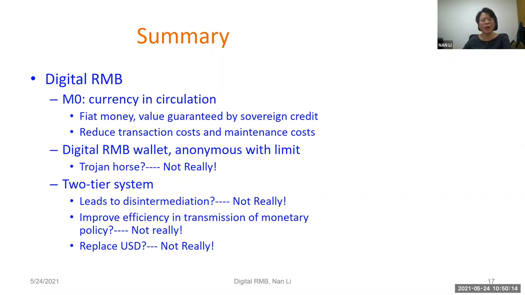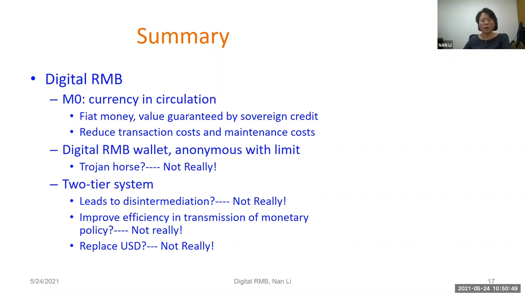Okay. And on the other hand, we do have this anonymity, to ensure true anonymity for the transactions through this double offline technology. And the last important feature is that the digital RMB will be implemented through a two-tier system, through the commercial banking system. And this means that this will not lead to disintermediation for the commercial banks. It will not replace Alipay or WeChat Pay or any other third-party payment system or retail payment system.